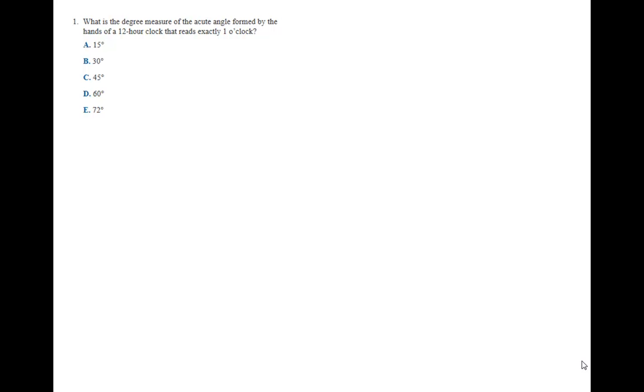The degree measure of the acute angle formed by the hands of a 12-hour clock that reads exactly 1 o'clock. Draw a clock. Label the hours. Okay, what's the degree measure of each hour? How many degrees are in a circle? The answer comes pretty quick.